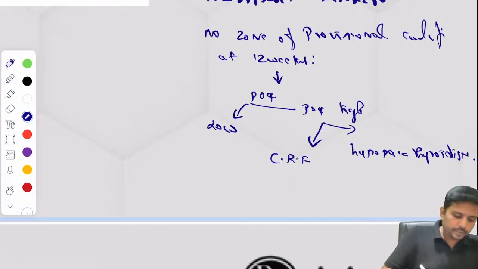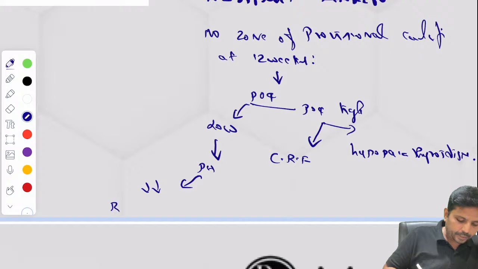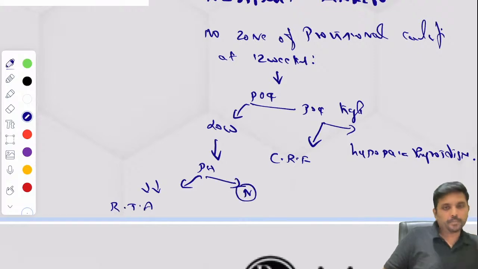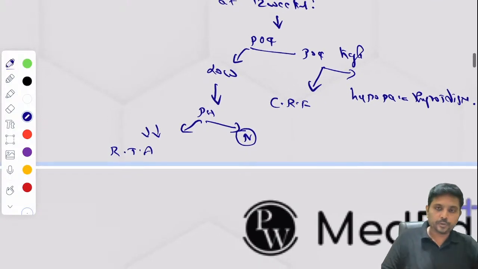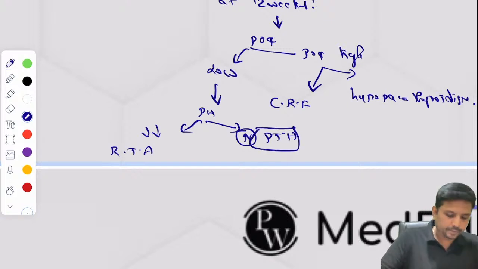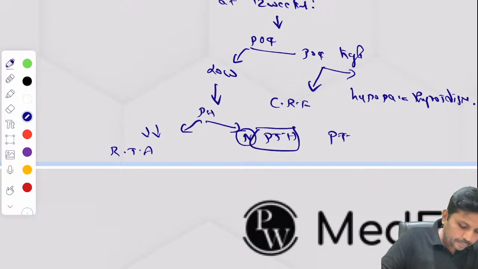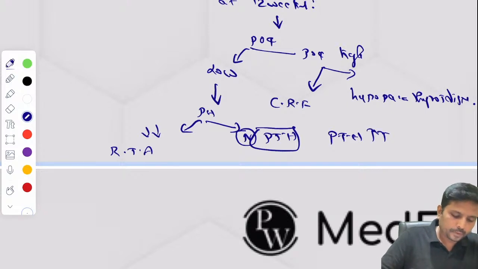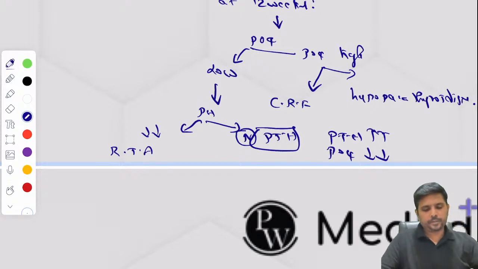If phosphorus is low, then you need to look at the pH. If pH is low, it is renal tubular acidosis. When pH is normal, then you need to do the parathyroid level. So you have high parathyroid and low phosphorus.